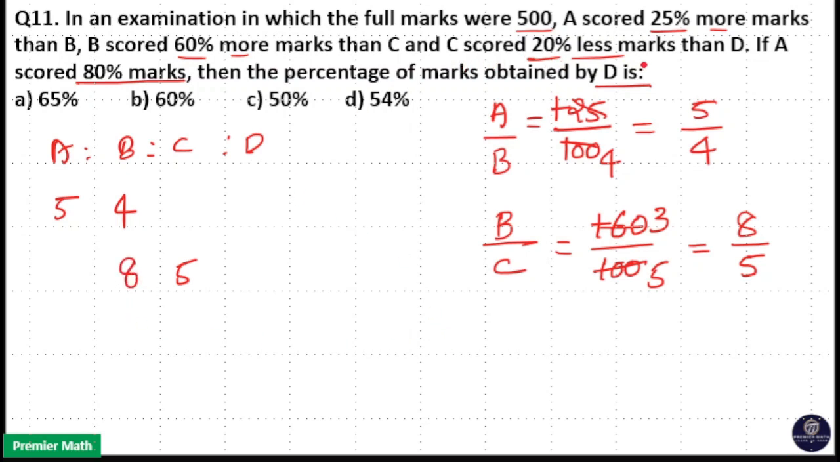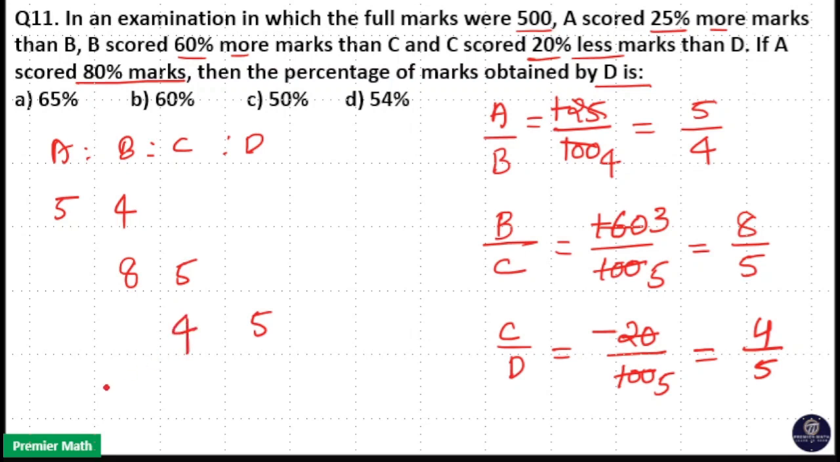Same way, C scored 20% less marks than D. That is C by D ratio. 20% means 20 by 100. Less means minus 20. That is, if D scored 100, C will score 100 minus 20, 80 marks. If you cancel it with 20, 20 into 5 is equal to 100. That is 1 by 5, minus 1 by 5. If D scored 5 marks, C will score 5 minus 1, 4 marks. That is 4 by 5 will be your C by D ratio.